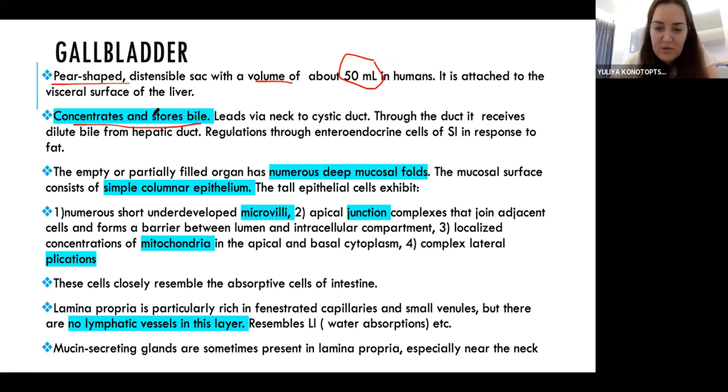Have you done gallbladder and liver in anatomy? Not yet. No? No, not yet.